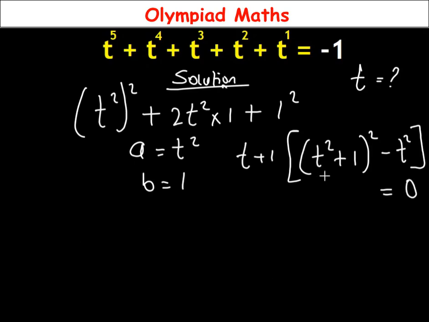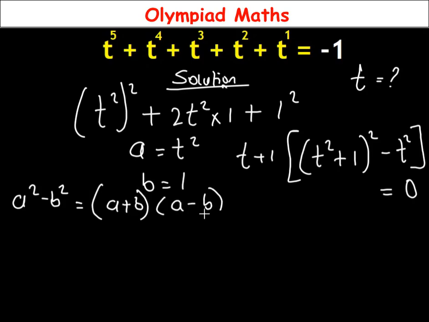With this, looking at what we have in the bracket, what we have is a difference of 2 squares. If you have a difference of 2 squares, a squared minus b squared, this equals in bracket a plus b multiplied by a minus b. So now in this case, our a signifies t squared plus 1, and b stands for t. So we have b as t. So in place of all this, we'll put in a plus b times a minus b.